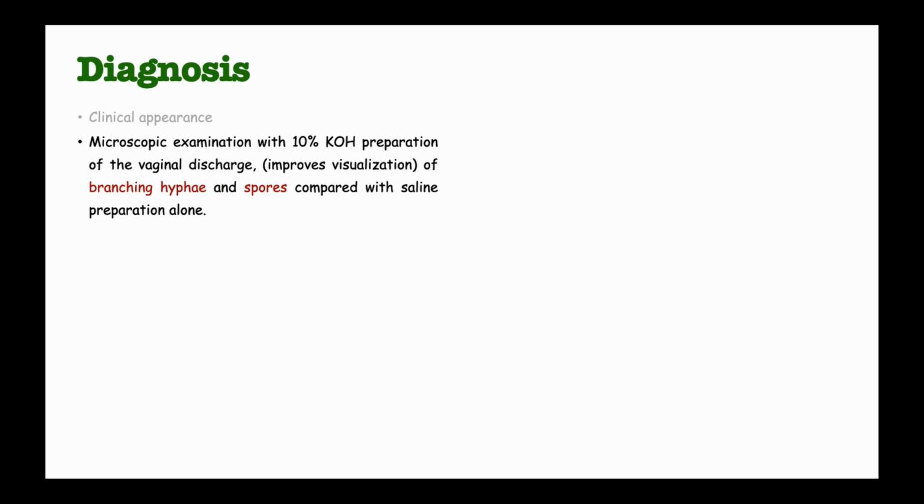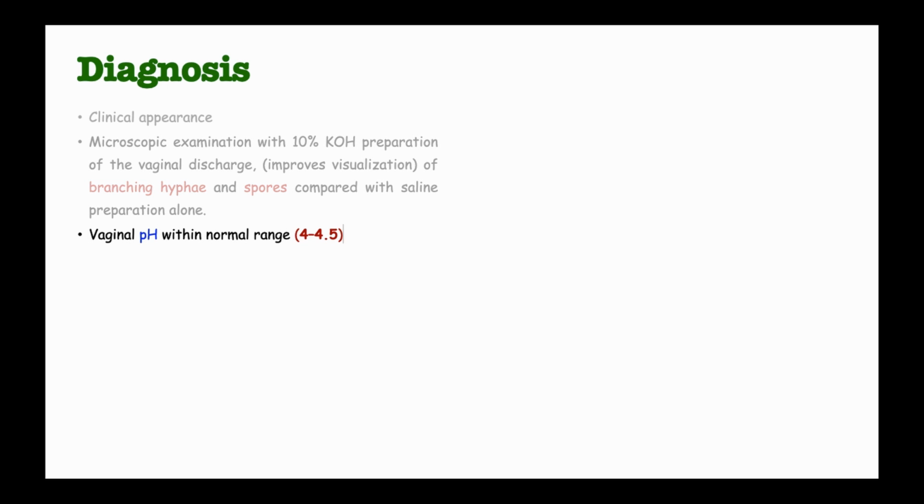We also can do microscopic examination by applying 10% potassium hydroxide to the vaginal discharge. When we do this, it improves the visualization of branching hyphae as well as spores under the microscope. This is usually better as compared to the saline preparation that used to be done. Now, the vaginal pH is usually within a normal range between 4 to 4.5. Other diagnostic tests that we can use in detecting vaginal candidiasis or the Candida albicans include the Gram stain as well as culture.